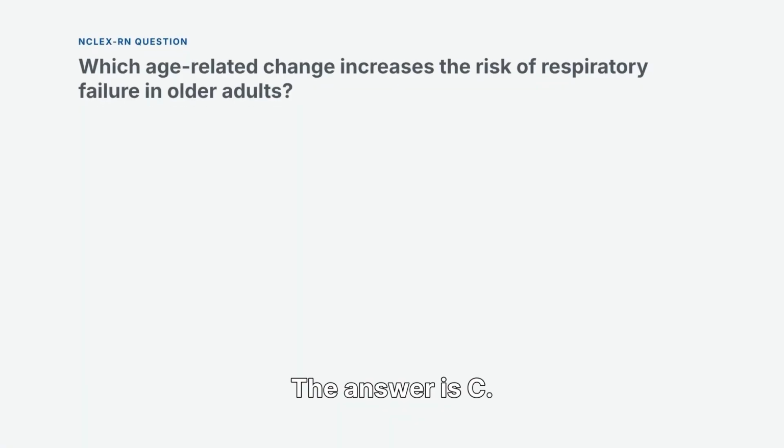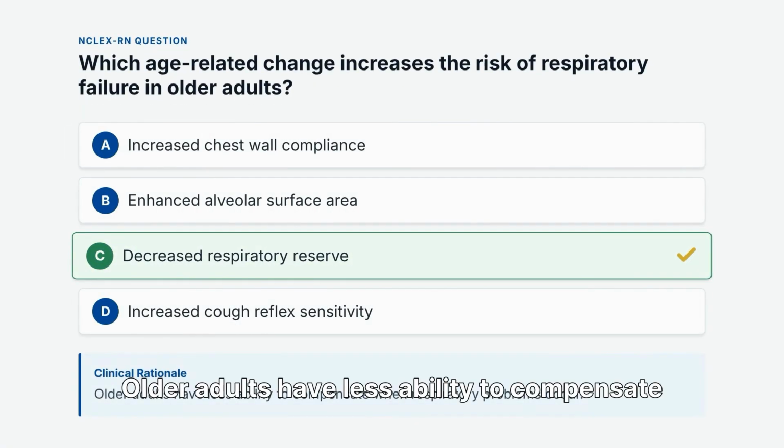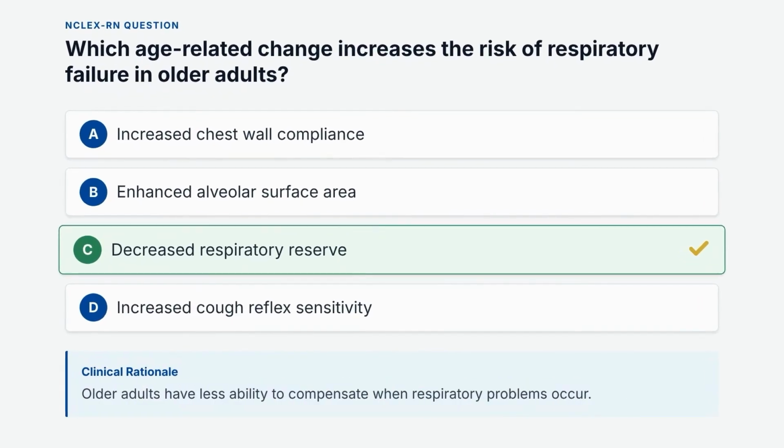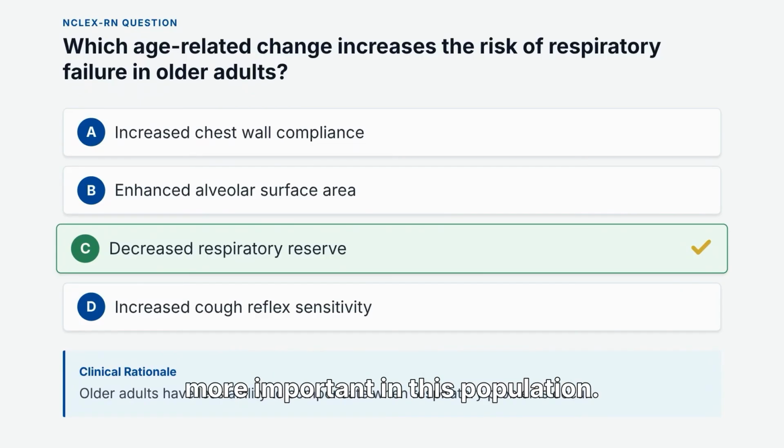Pause here. The answer is C. Decreased respiratory reserve. Older adults have less ability to compensate when respiratory problems occur. And that's why respiratory assessment becomes even more important in this population.